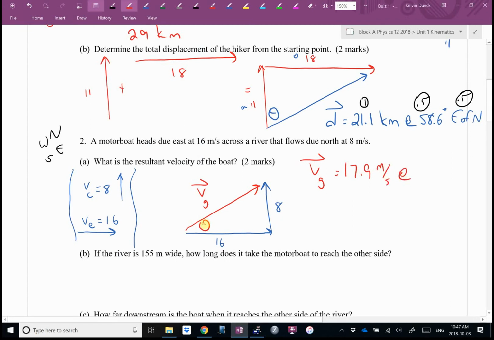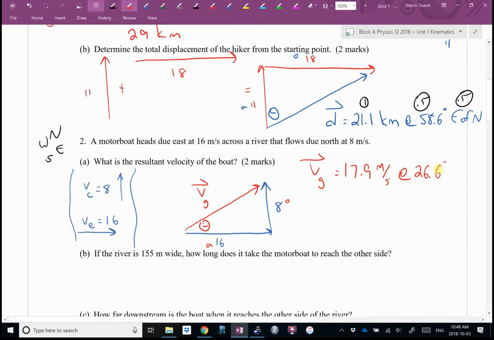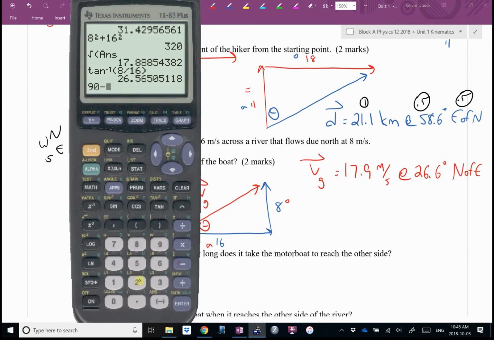At, the theta is always where the vector is originating from. It's going to be opposite, adjacent. It's going to be shift tan of 8 over 16. I got 26.6 degrees. And that's going to be north of east. Or 63.4 degrees east of north if you drew the 8 first and then you drew the 16.